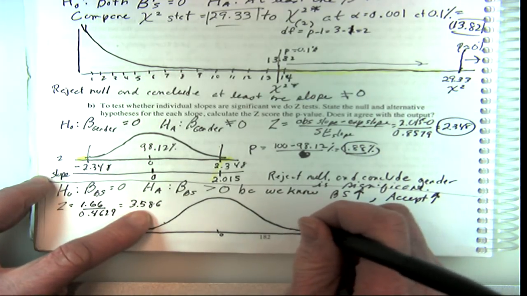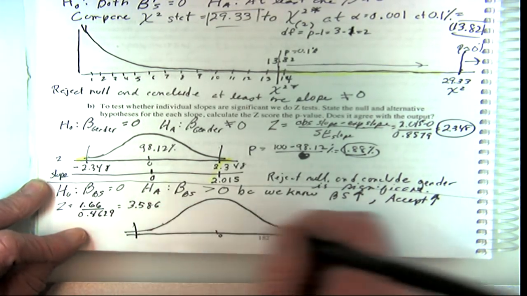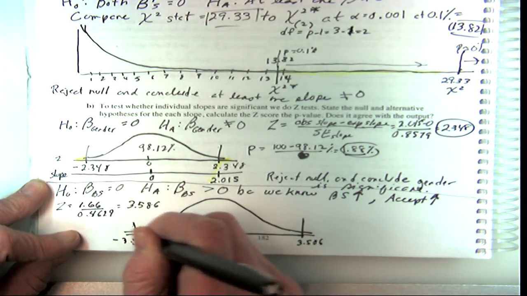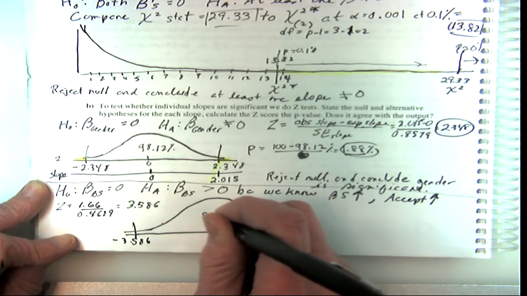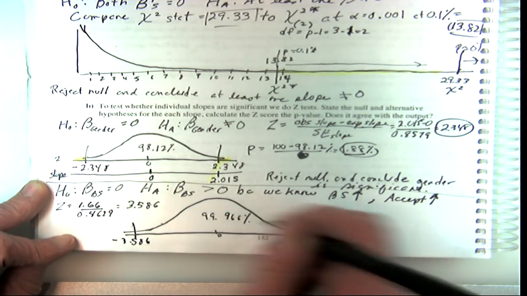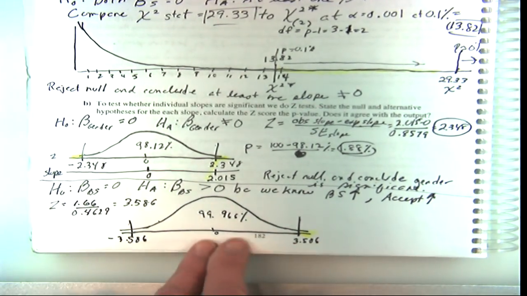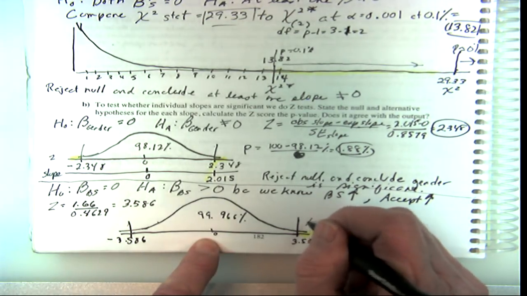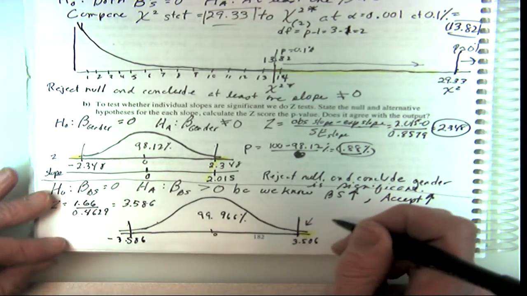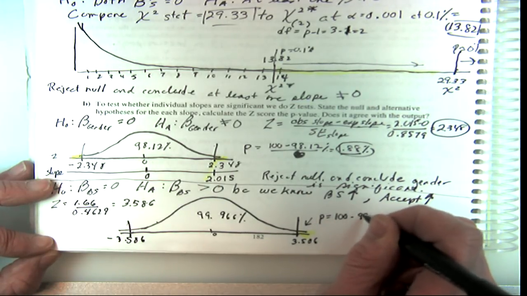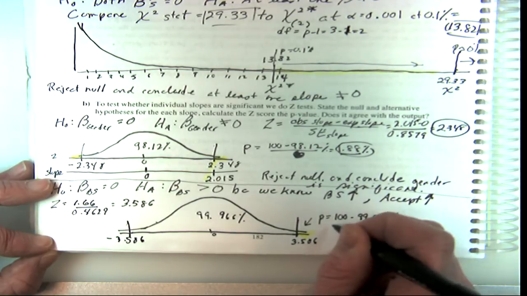And we got 3.586, but we're still going to say between 3.586 and negative 3.586, we'll get a middle area, and I got 99.966%. But now we know this is the p-value because we knew it was going to go in this direction. We're going to have a positive slope. So it's one-sided, and we'd divide by 2. So the probability is equal to 100% minus 99.966%, and there we divide by 2.